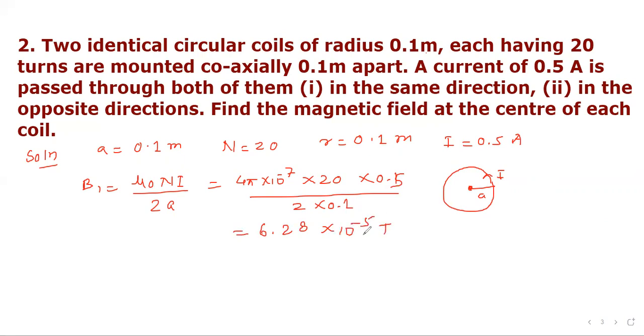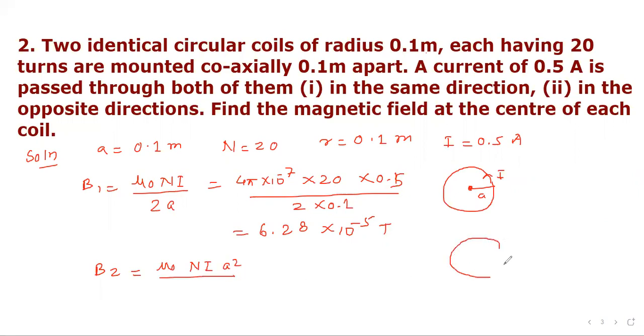Now the magnetic field at the center of one coil due to the other. So let's find out B2. B2 will be mu naught times N I A square.